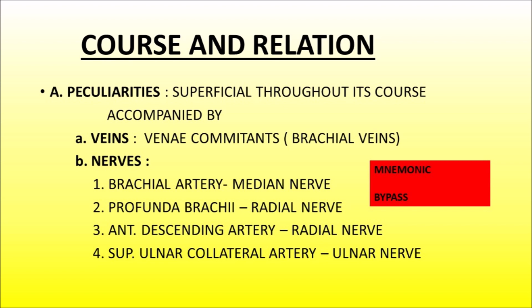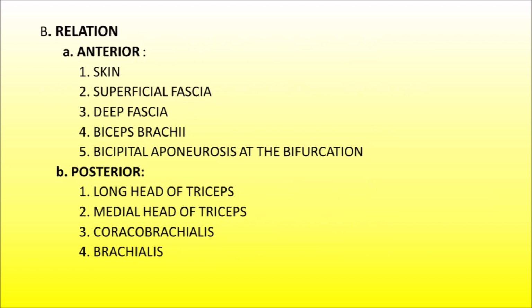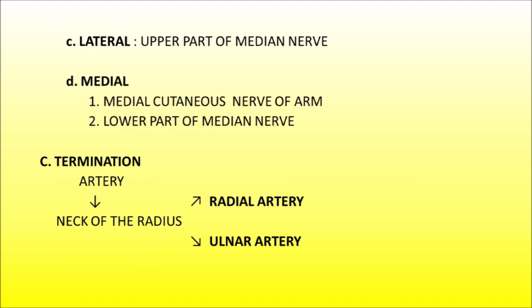Remember the mnemonic BPAS, where B stands for brachial artery, P for profunda brachii, A for anterior descending artery, and S for superior ulnar collateral artery. Now let us move on to its relation. Skin, superficial fascia, deep fascia, biceps brachii, and bicipital aponeurosis at the bifurcation are its anterior relations. Long head of the triceps, medial head of the triceps, coracobrachialis and brachialis are its posterior relations.